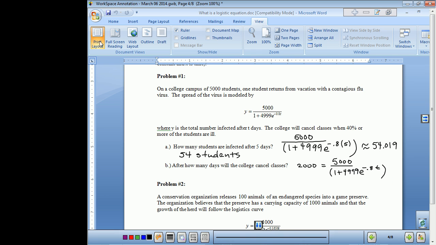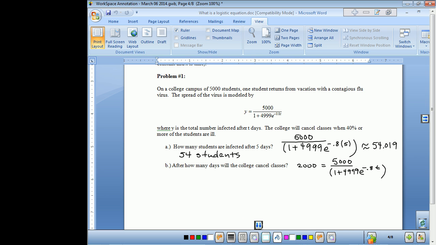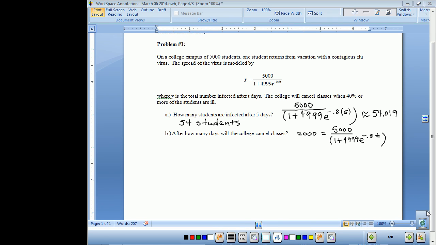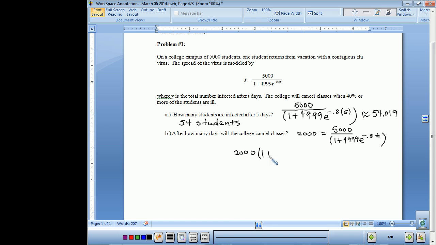Okay, so I have some issues to deal with here, and I'm going to give myself some more space. This is in the denominator. Does it need to stay there? No. So I'm going to multiply both sides by that, and I get 2,000 times this. This first time, I'm going to show all my work. After that, I probably won't.